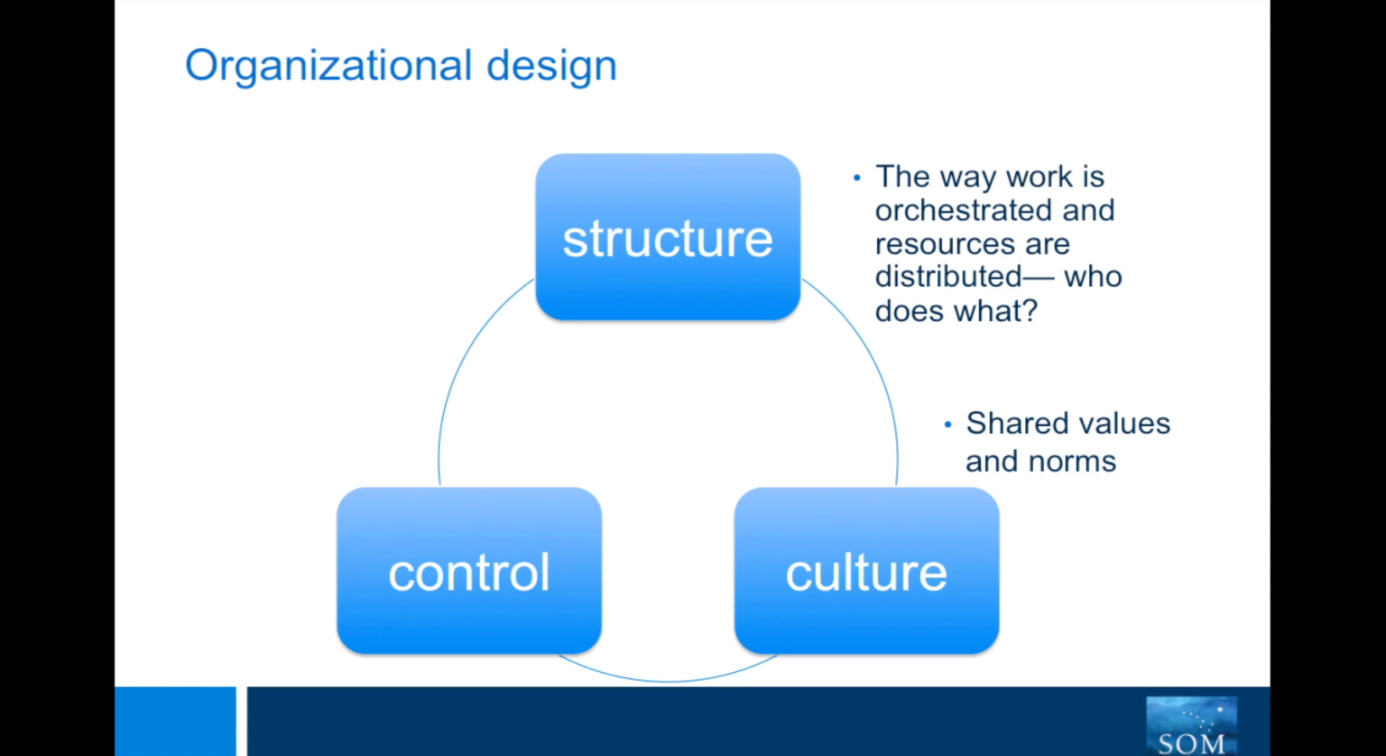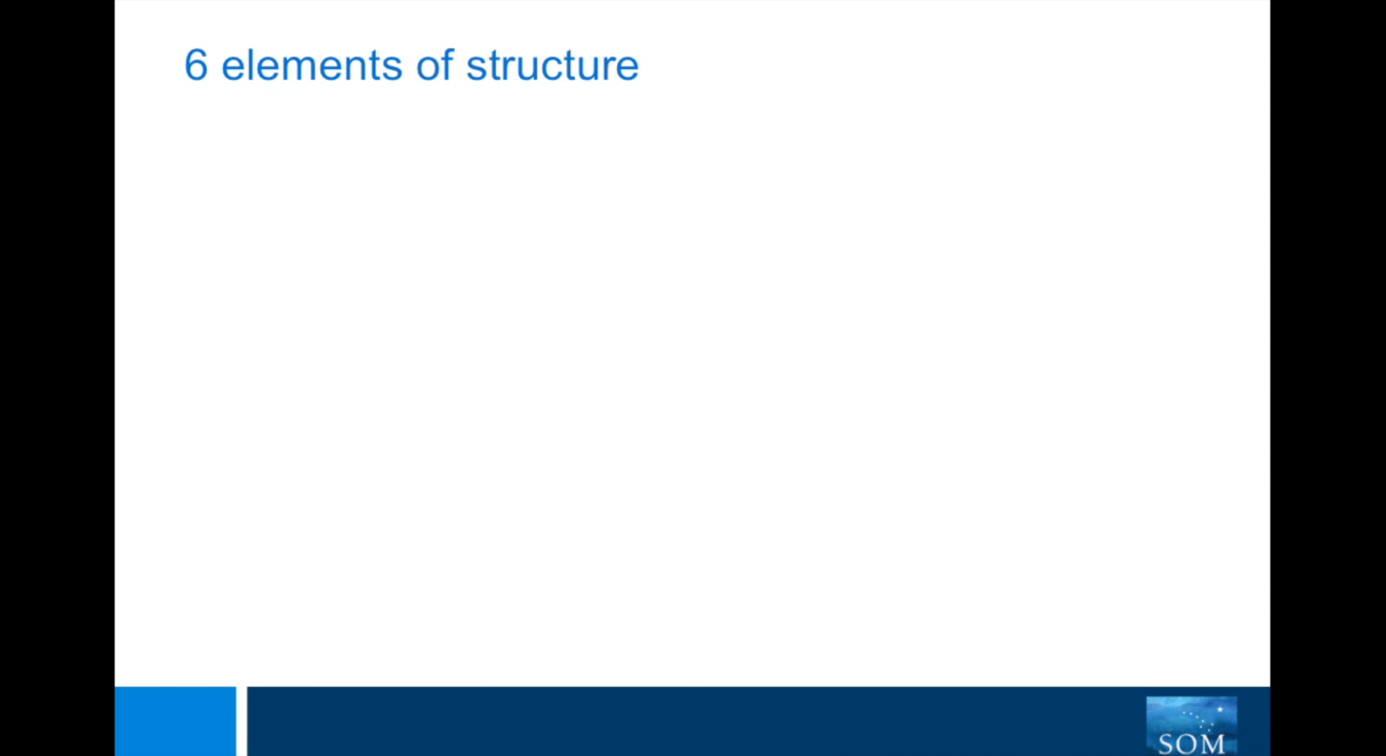Culture is the shared values and norms, the kind of intangible things that bind people who work at the same organization together. Control, which is an aspect we don't have a chapter directly covering, but is covered a bit in the motivation chapter, is about internal governance and rewards, the carrots and sticks that encourage people to do their work. So let's dive right into structure. There are 6 key elements that define an organizational structure.